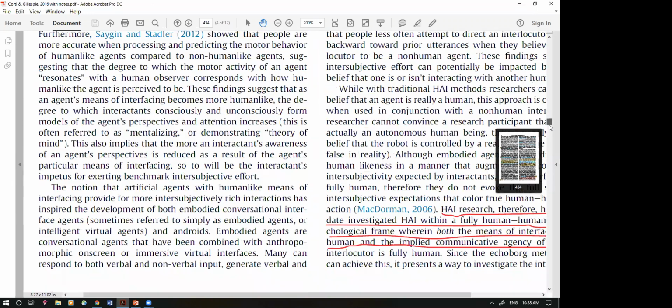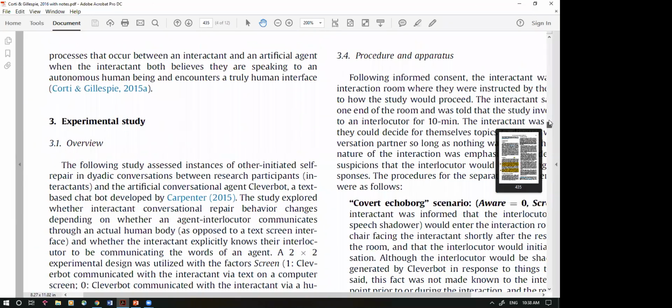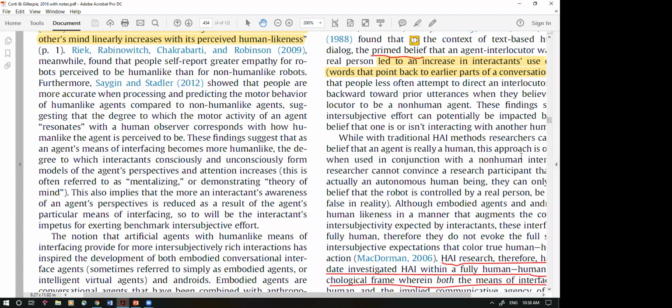Okay. Yeah, because that was confusing. I was like, why only the females?